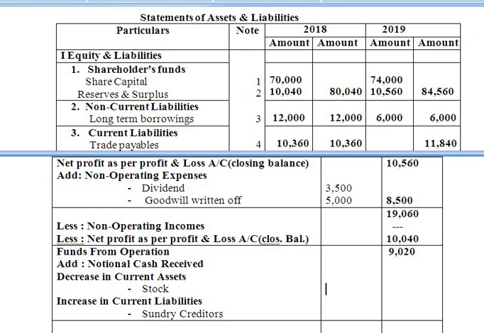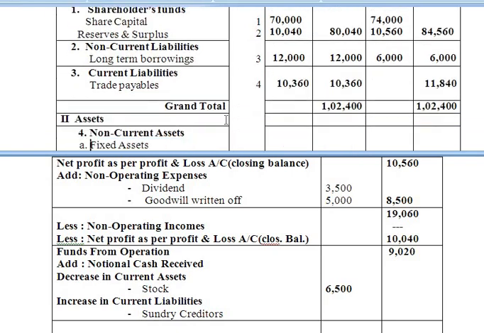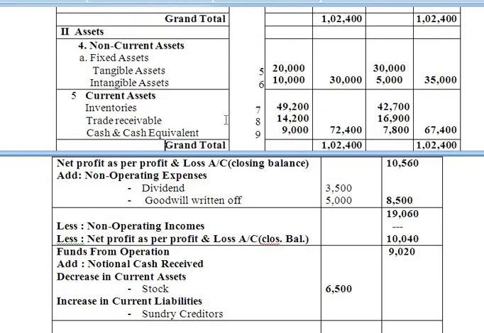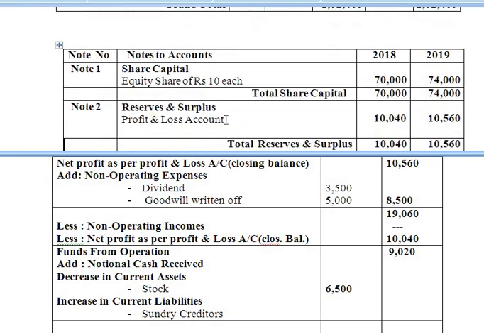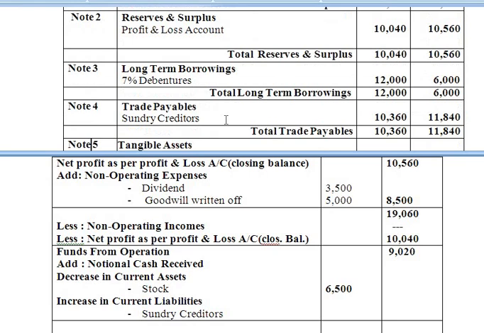So take the amount of stock, 6,500. Okay, next there is an increase in current liabilities, that is sundry creditors. Amount is, check the amount, sundry creditors. 11,040 minus 10,060, it is 1,480.